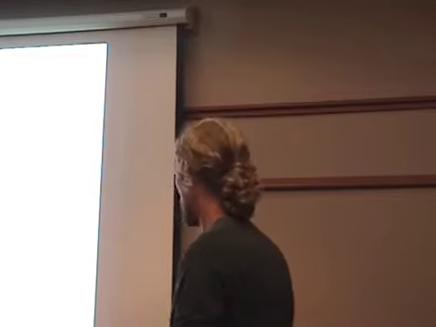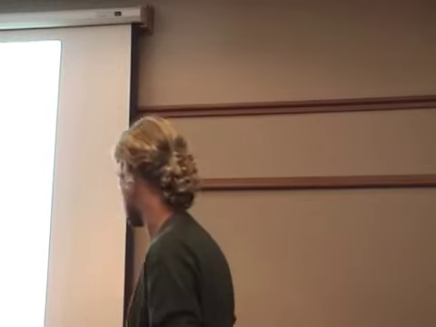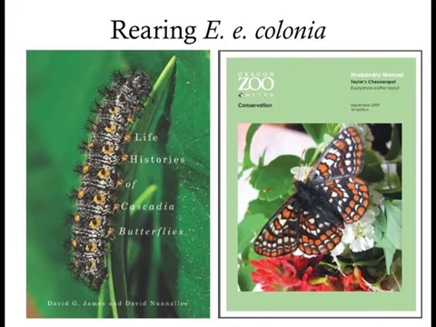Great. Okay, moving on. I'll share now my experience with rearing Euphydryas editha colonia. So this is no longer Taylor's checkerspot, but its closest relative subspecies, which occurs up in the Cascades. Two resources were super helpful to me. One was the Life Histories of Cascadia Butterflies, or I always accidentally call it Life Histories of Cascadia Checkerspots, which would be a much more specific book, by Dave and Dave. That's a really helpful book.